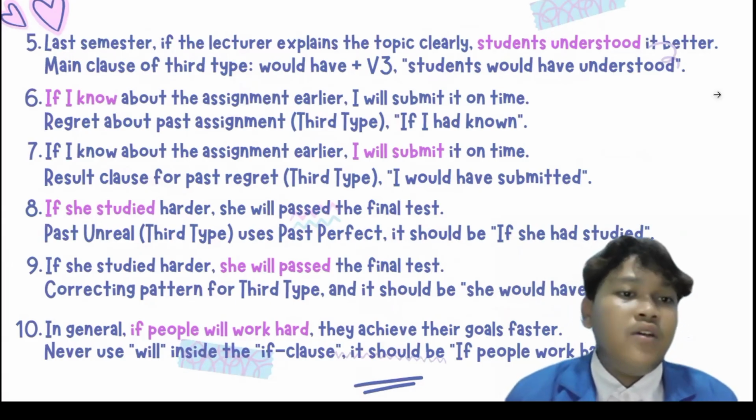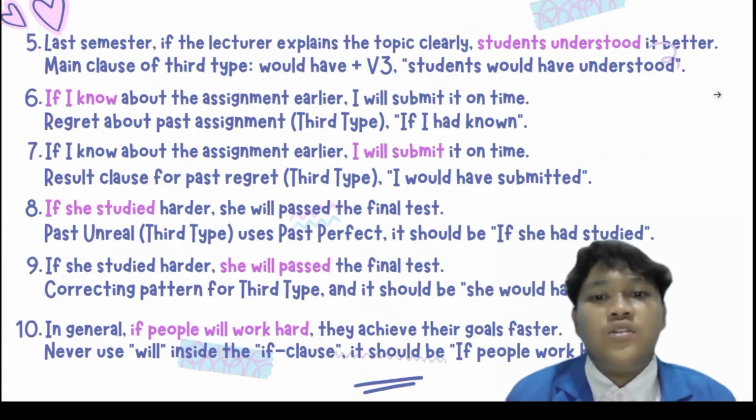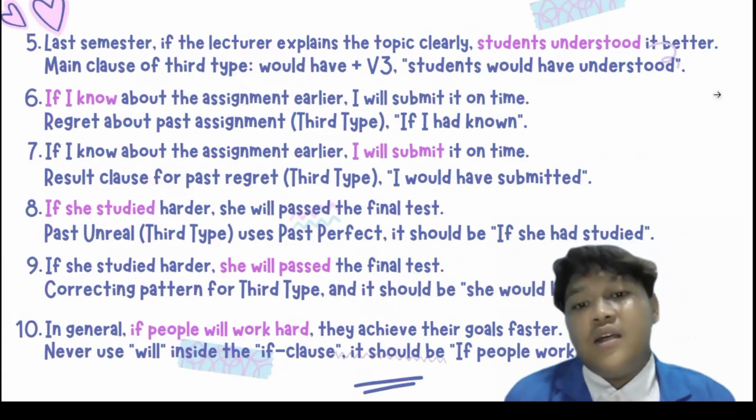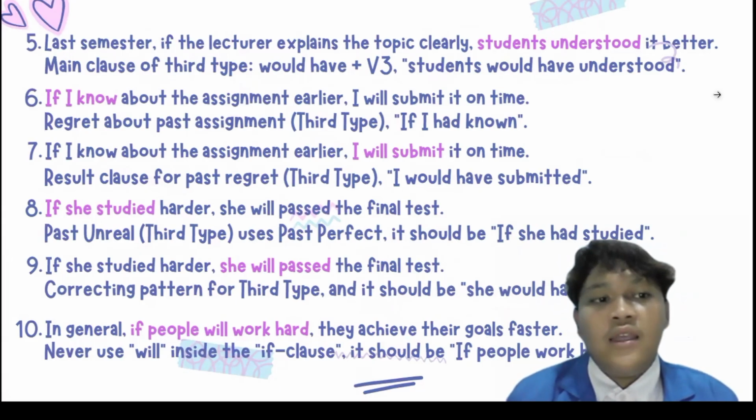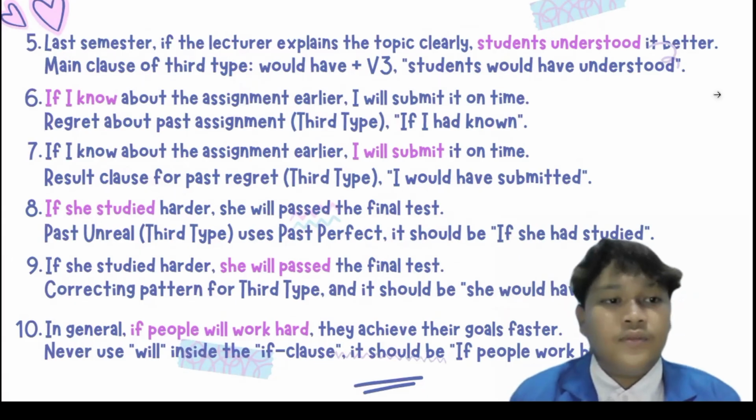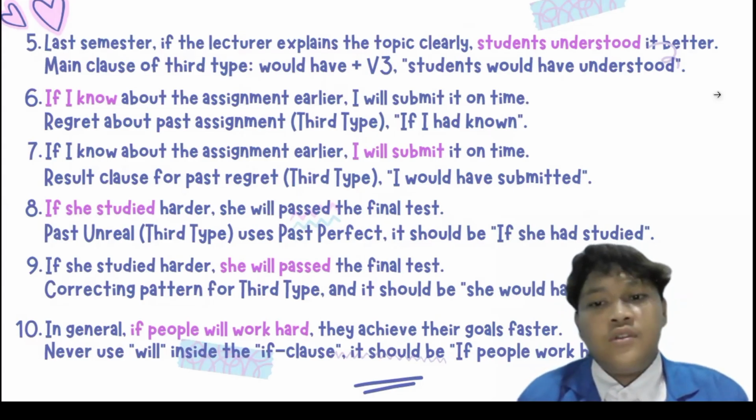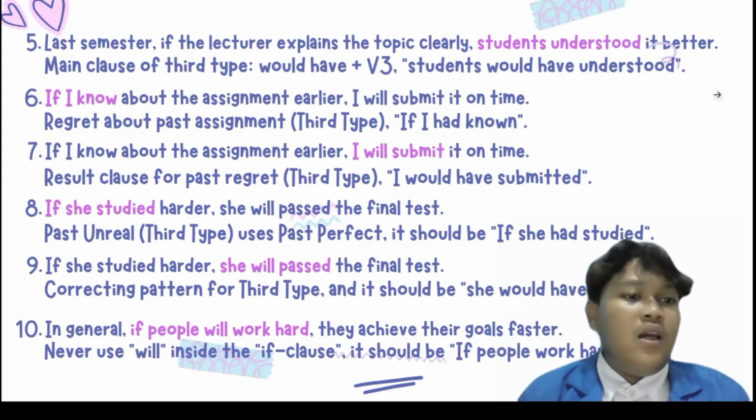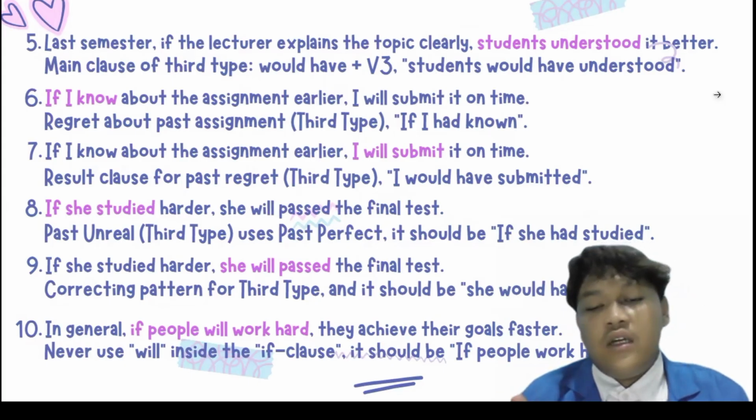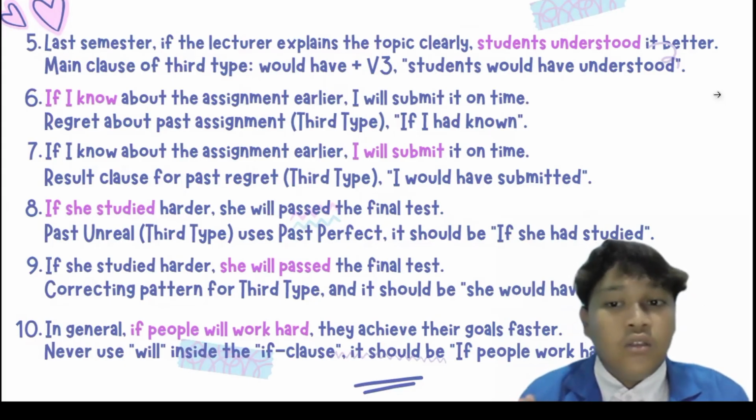Number six, if I know about the assessment earlier, I will submit it on time. Regarding the past assessment, the type should be if I had known. Number seven, if I know about the assessment earlier, I will submit it on time. The result calls for the past type. It should be I would have submitted.